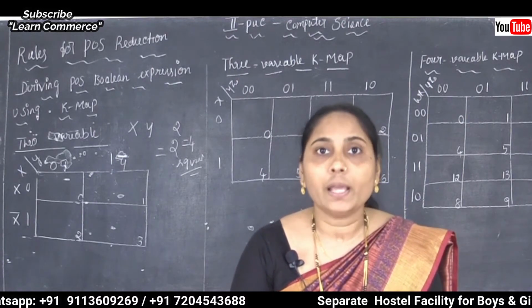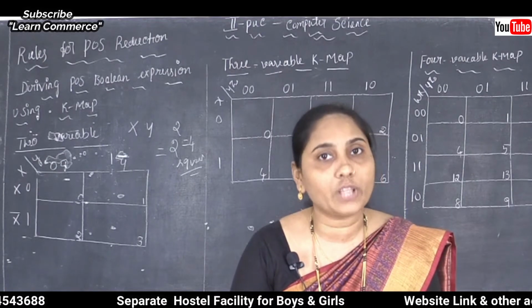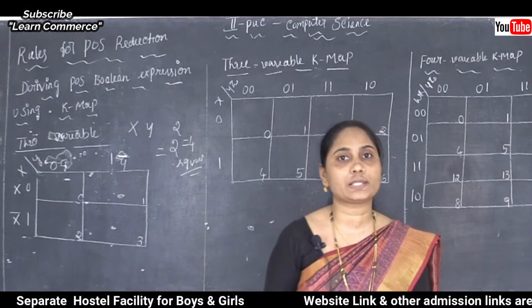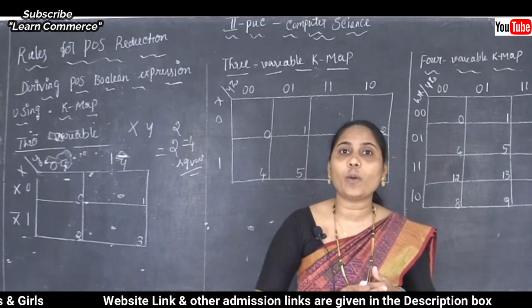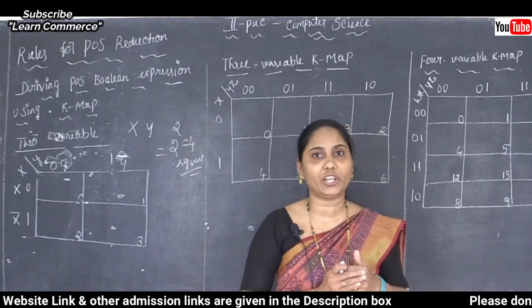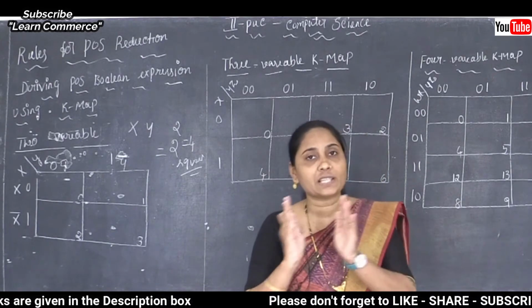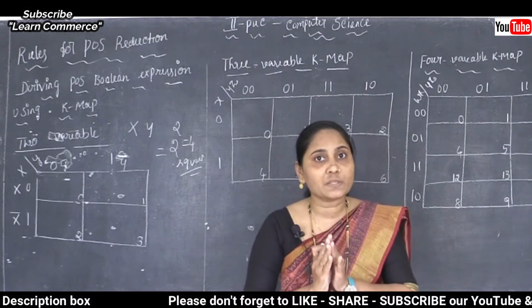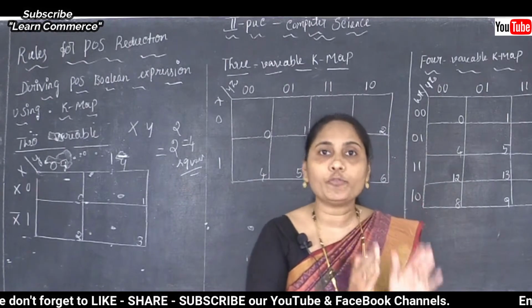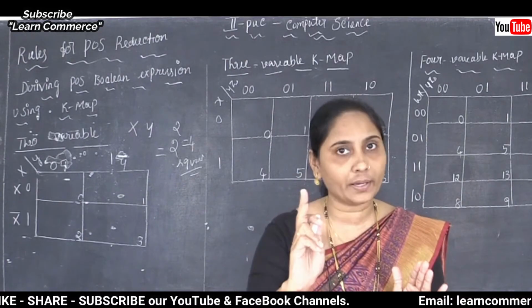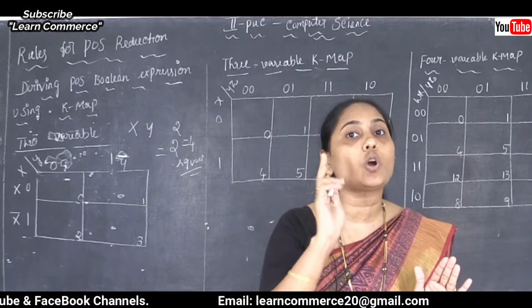A max term is a sum, S-U-M, of all the literals with or without the bar within the logic system. So this is the definition of the max term. But what about complementation and no complementation? In POS, the max terms are used here. So if the value of the variable is 1, then its complement is added.